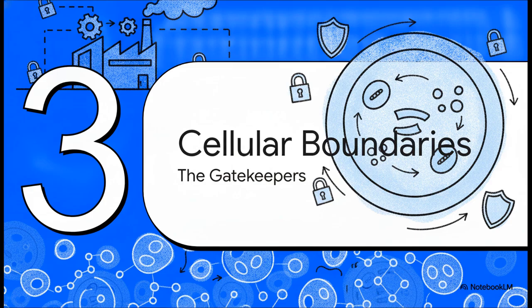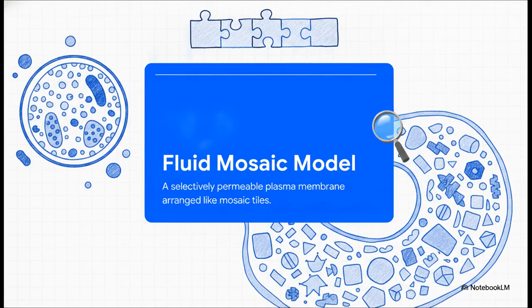Next up, Section 3. Boundaries and cellular movement, the gatekeepers. Every good factory needs security, right? For a cell, that primary boundary is the plasma membrane. Now, it isn't some rigid, solid brick wall. It's actually described by the fluid mosaic model. Think of it as a flexible, fluid layer where molecules are arranged a lot like tiles in a mosaic artwork.